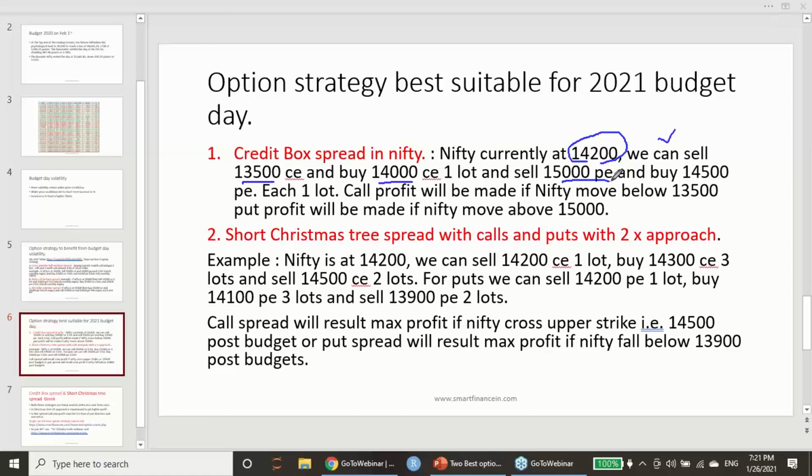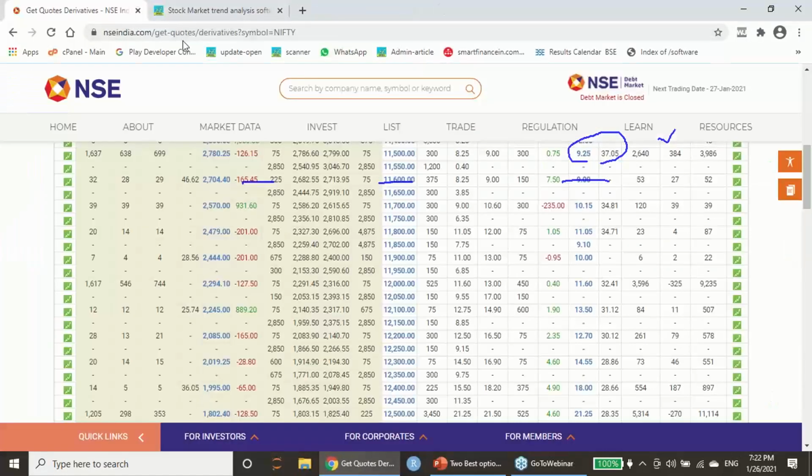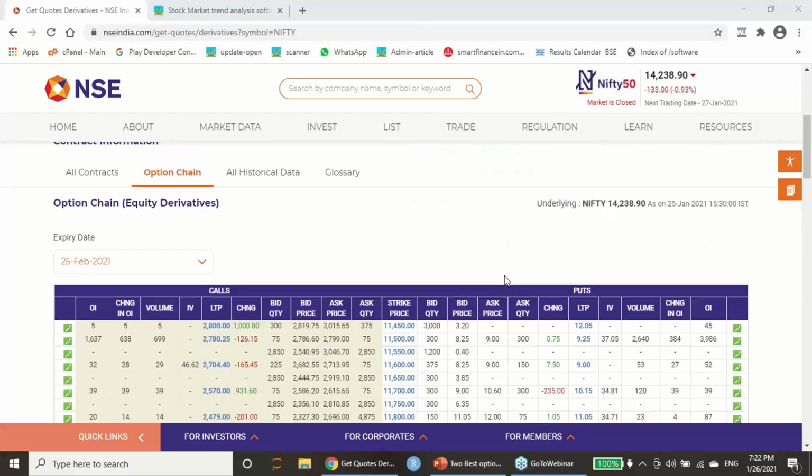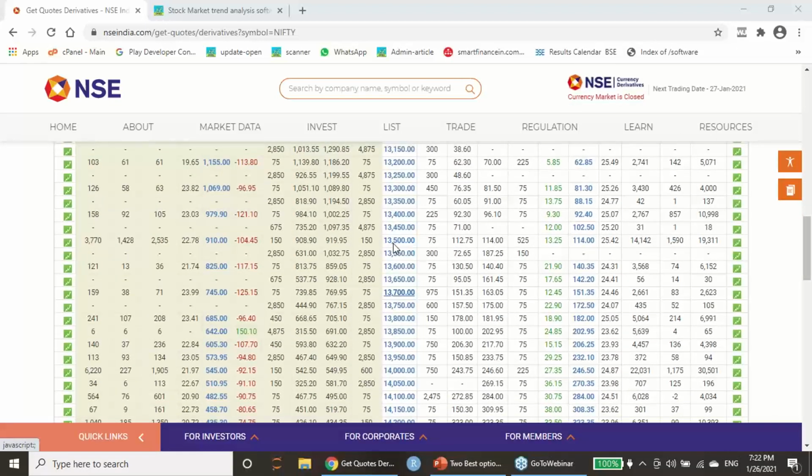But here there is a catch. You need to look into the profitability and the liability. So I'll go to a clear-cut example of this particular strategy. I have just opened the NSE site and taken the option chain of February. If you look at the 13,500 call option and the 14,000 call option, there is a 500 points difference, and I am taking the last traded price.